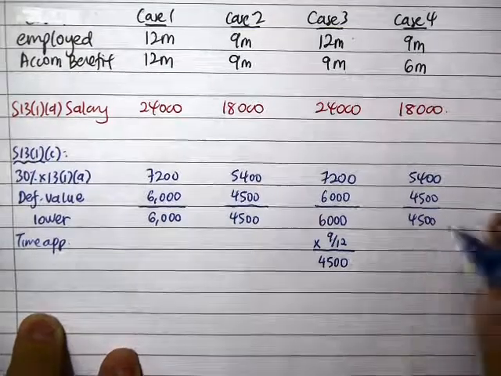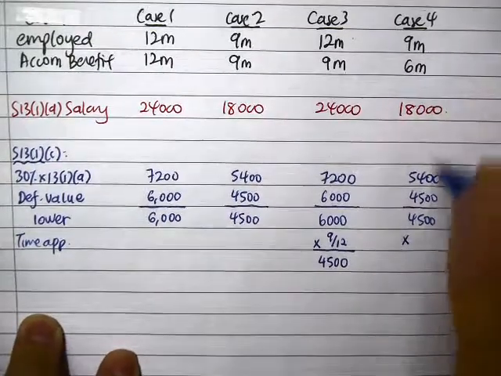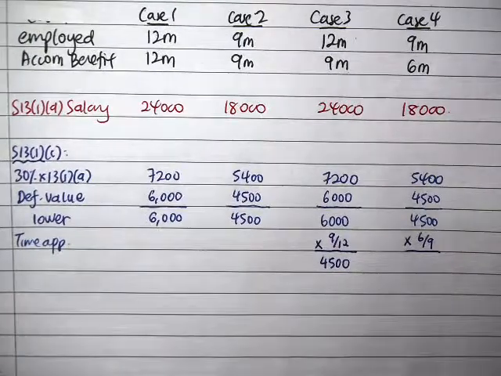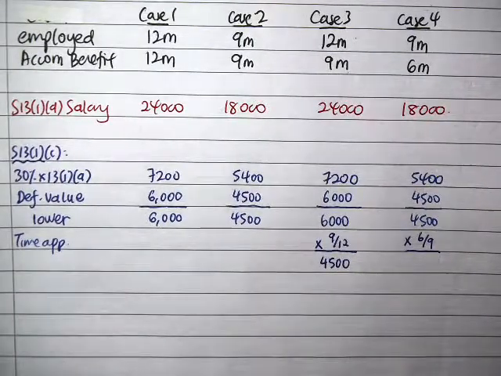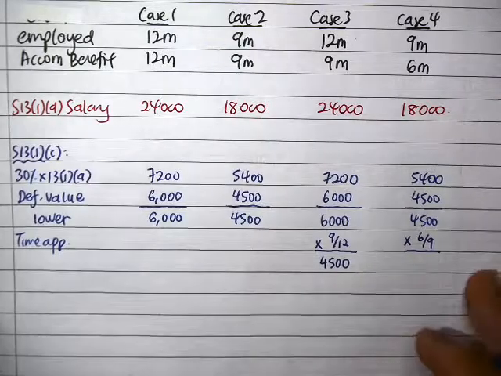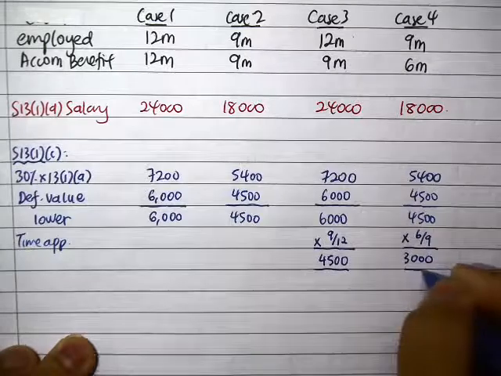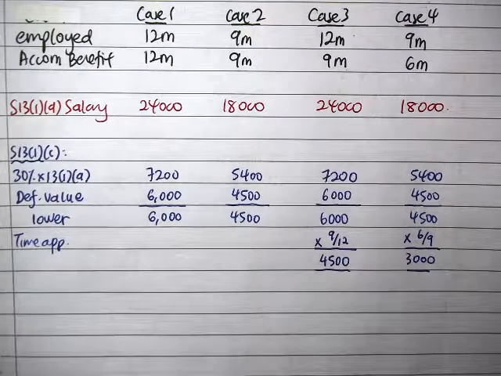Now, like in this case where we got to apportion them into 6 months, but then your employment is only for 9 months, so it will be 6 out of 9. Then you will get 3,000. That's how you do it, okay? So that's why you must be very careful when it comes to apportioning the period. You must look at how long you're employed and then how long is the accommodation benefit.